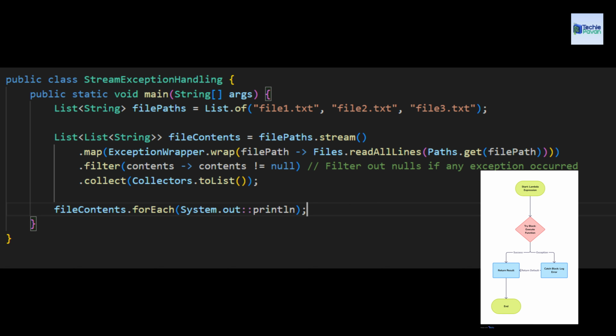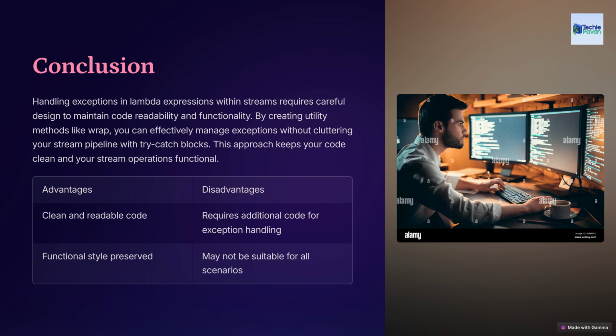This program reads the contents of multiple text files specified in file paths. It uses Java streams to process each file path, attempting to read the file contents. If reading a file causes an exception, it is handled gracefully by wrapping the operation, and null values are filtered out. Finally, the program prints the contents of successfully read files to the console. This approach allows for clean exception handling within a stream pipeline.